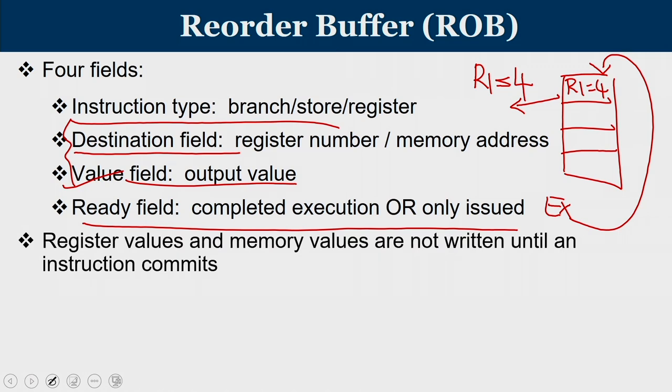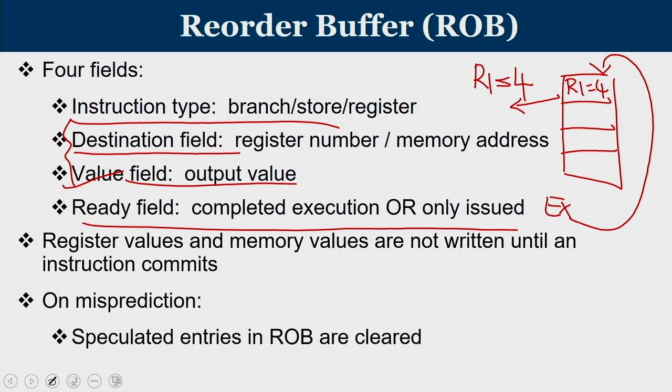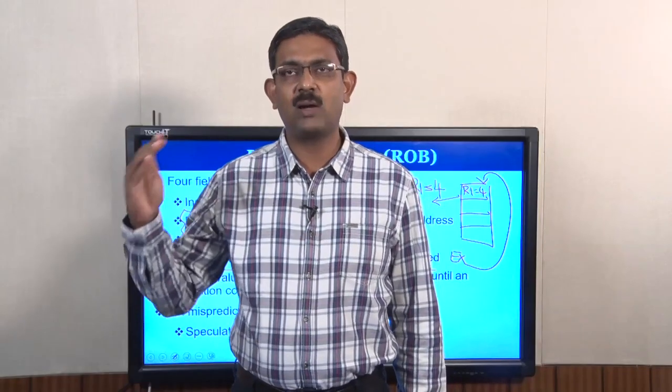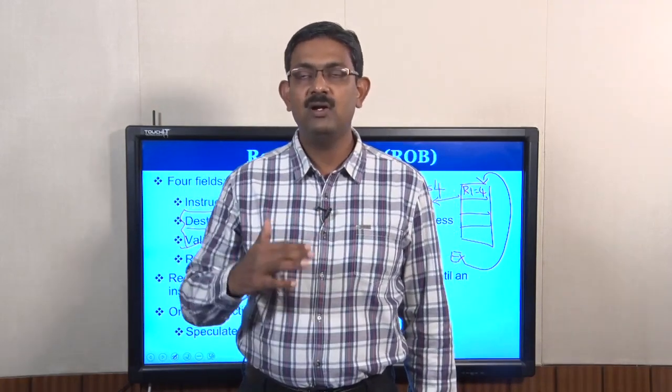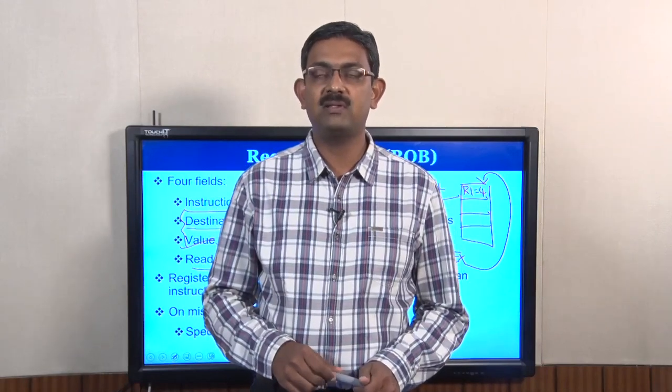Register values and memory values are not written into the registers and memory until an instruction commits. So as and when the instruction commits, there is a copying that happens from the reorder buffer into registers and from the reorder buffer into memory. Now what happens if you have a misprediction? The results of the speculative instructions that are executed are available only in the reorder buffer. I can just flush off the corresponding reorder buffer entries. Even if you execute a speculative instruction, the result is available only in the reorder buffer. The result is not updating your memory or registers. So any kind of misprediction that happens only requires clearing the reorder buffer. No memory or register contents are being updated with wrong results.